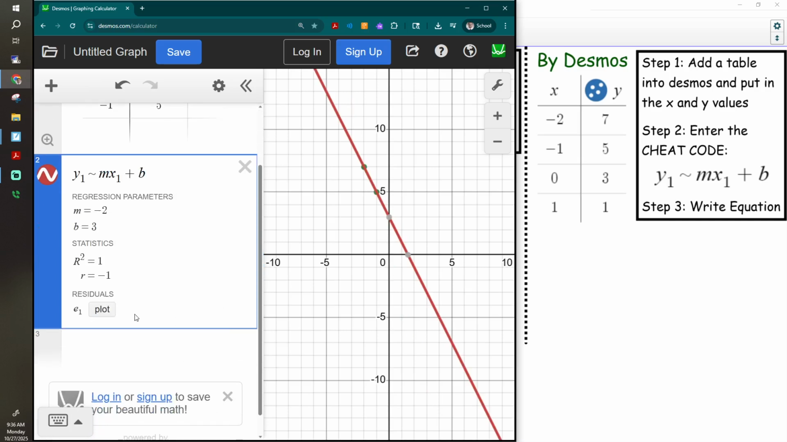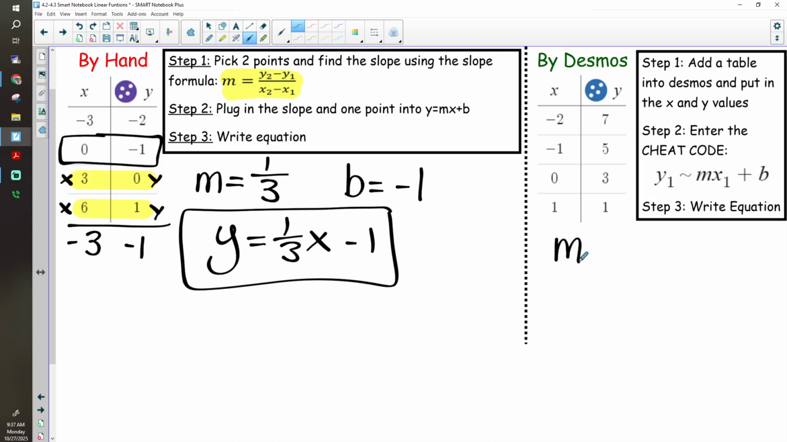I scroll down, and what 2 things am I looking for? My m, my slope, and my y-intercept, which is b. M and b. -2 is my slope. My b value is 3. So I'm ready to write the equation of my line. M is -2, b is 3. Now I can write my equation.